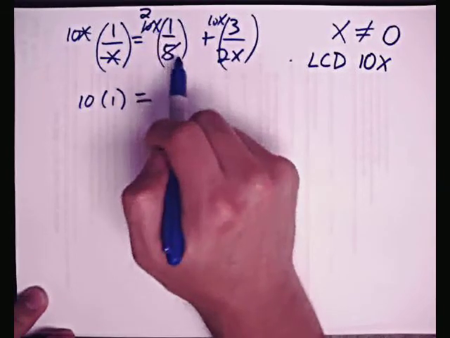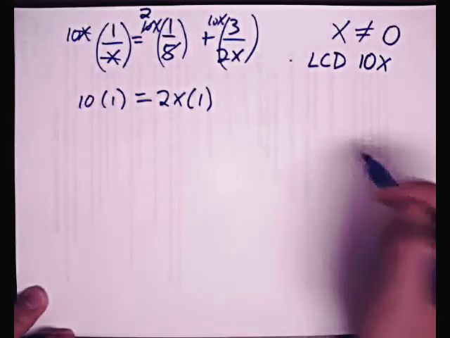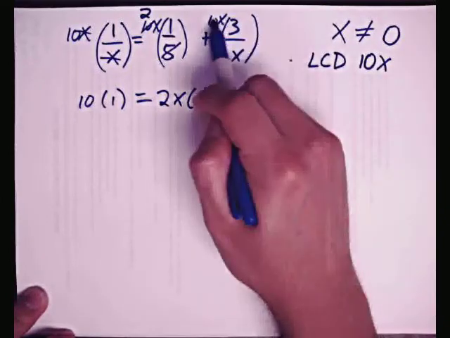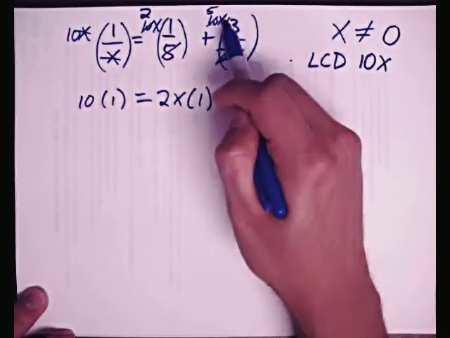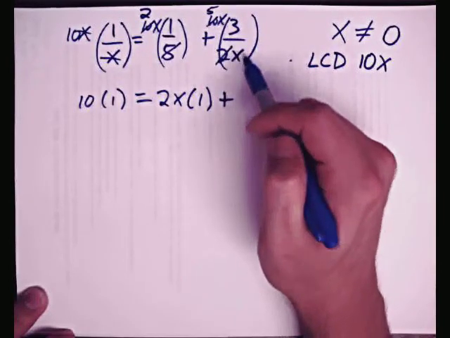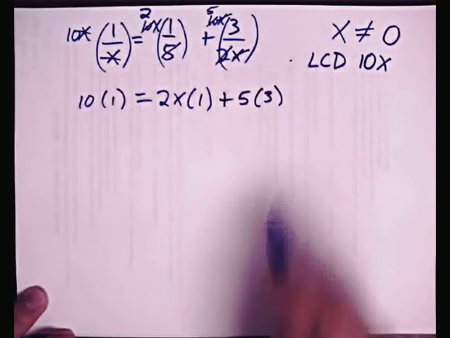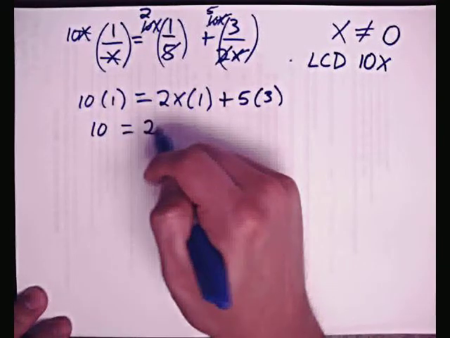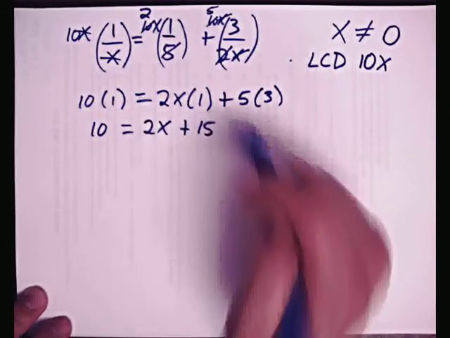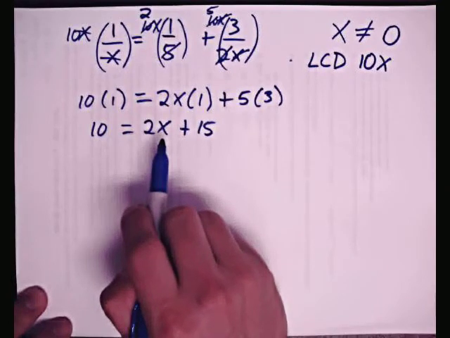And there's no x in the denominator this time, so the x stays, and we have 2x times 1. And our last fraction, 10 divided by 2 is 5. And with an x in the numerator and an x in the denominator, we can cross those out. So that leaves us with a 5 and the 3 inside. So multiplying, we have 10 equals 2x plus 15. There's only one x, 2x. Okay, so let's leave that there since it's already on one side and there are no other x's to move.